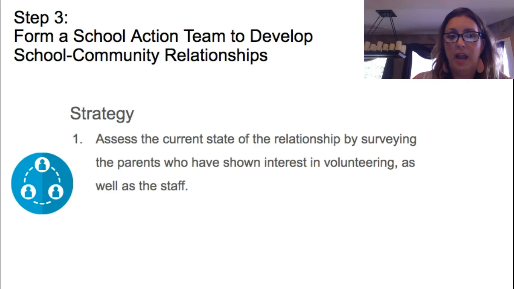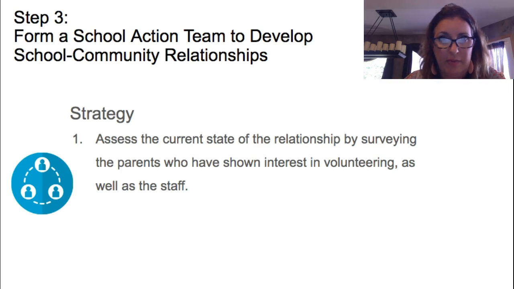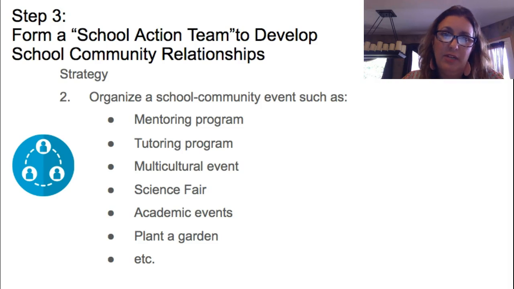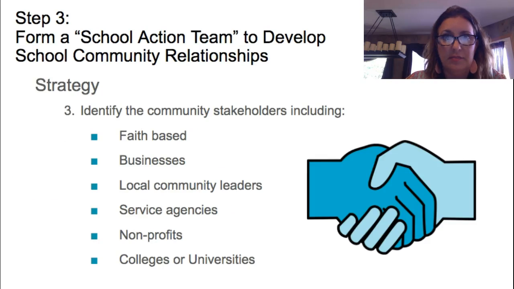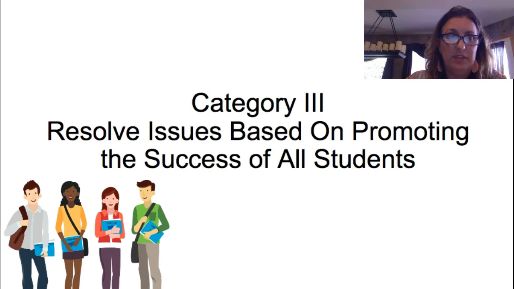So my first strategy would be to assess the current state of the relationship by surveying those parents who have shown interest in volunteering, as well as staff members. My second strategy with this team would be to organize a school community event. Perhaps it might be a mentoring program, a tutoring program, a multicultural event, a science fair, academic events, or even plant a garden. The third strategy with this particular team is to identify those stakeholders: faith-based organizations in the neighborhood, local businesses, local community leaders, service agencies, nonprofits, and colleges and universities nearby that would like to partner with us.